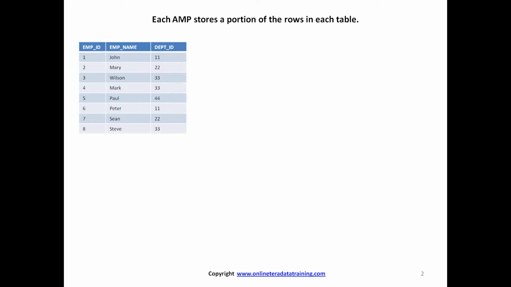Suppose we have this employee table having three columns: employee ID, employee name, and department ID. Similarly, we have another table called department. It has only two columns: department ID and department name. In the employee table we have 8 rows, in the department table we have 4 rows. So how will both these tables be distributed across AMPs?